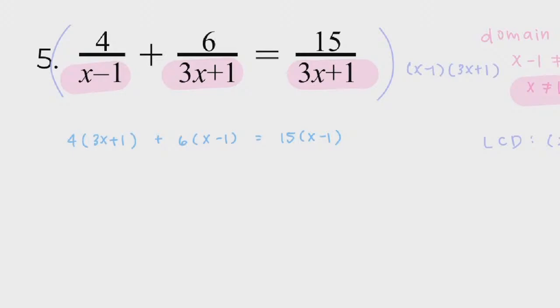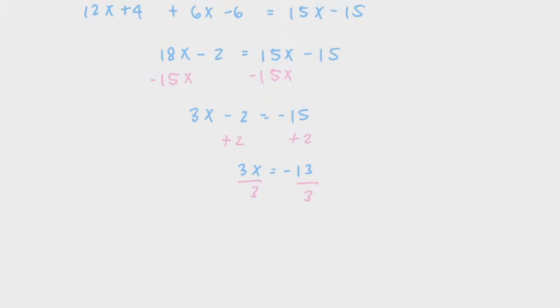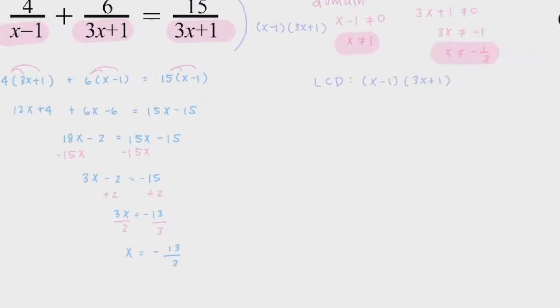Next, we want to solve for x, so we're going to distribute everything. So we get 12x plus 4 plus 6x minus 6 equals 15x minus 15. Then we're going to combine like terms, so 12x plus 6x is 18x, 4 minus 6 is negative 2, and then 15x minus 15, we can't combine anything there. So now we want to move all the x's to one side, so we're going to subtract 15x on both sides. We get 3x minus 2 equals negative 15. Add 2 to both sides, and we get 3x equals negative 13. Divide by 3. So x equals negative 13 over 3. And this is within our domain because x couldn't equal 1 or negative 1/3. So negative 13 over 3 is our final answer.